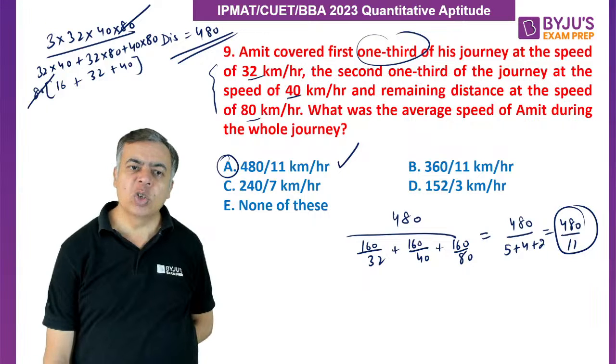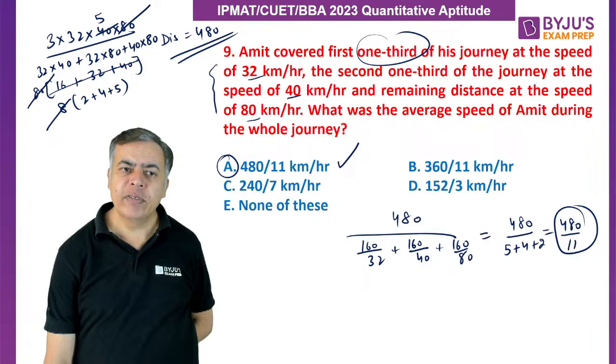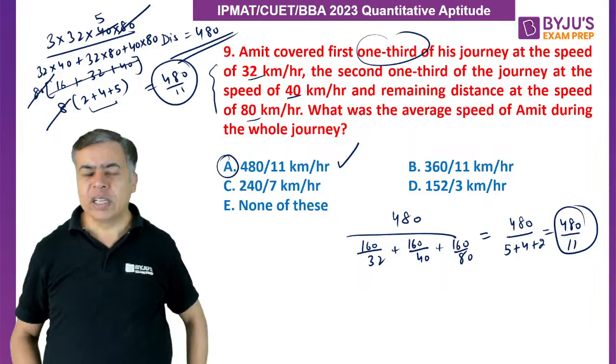In the remaining, I can also take 8 common. If I take 8 common from here, it will become 2 plus 4 plus 5. So 8 I am also cancelling with 5. So 5 into 32, 160, into 3, 480, by 5 into 2, 11. Your answer will be the same.